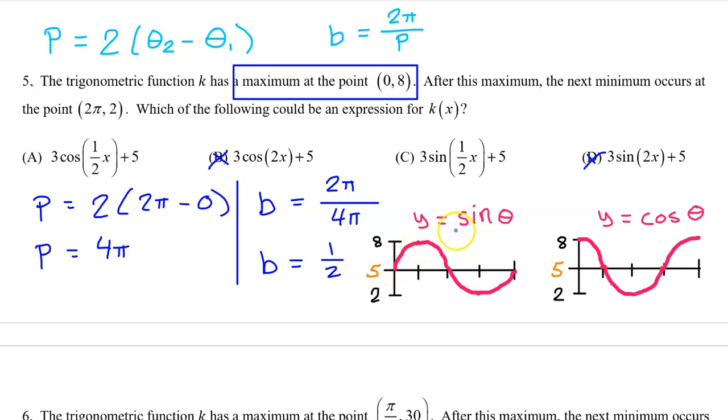cannot be a sine function. The answer cannot be C. The answer must be A, which makes sense because a cosine function with a positive A value will start at its maximum value, which in this case would be the point 0, 8.